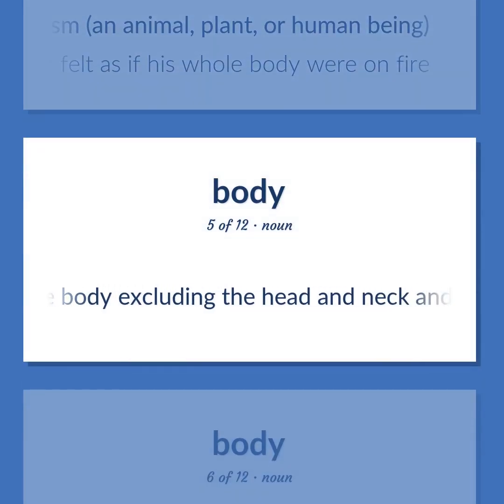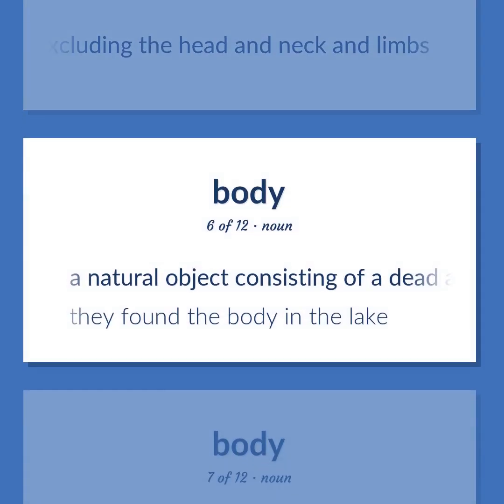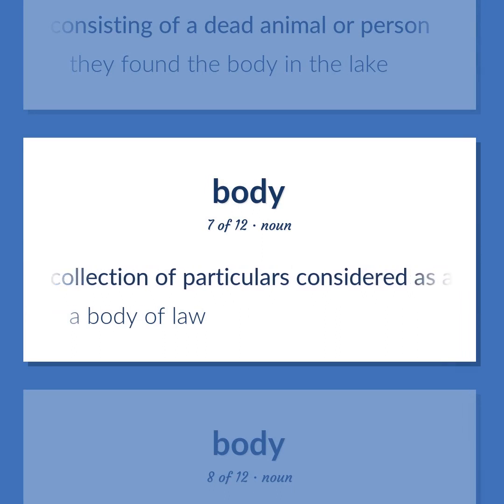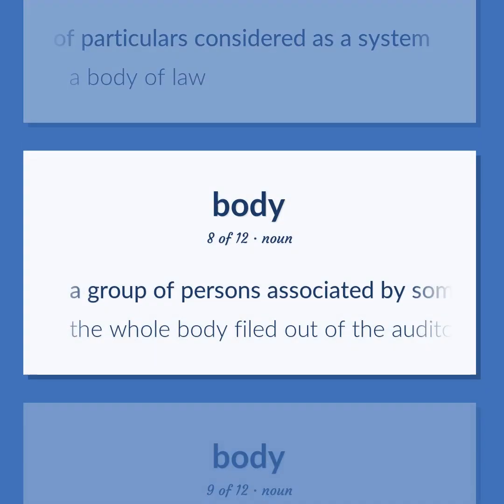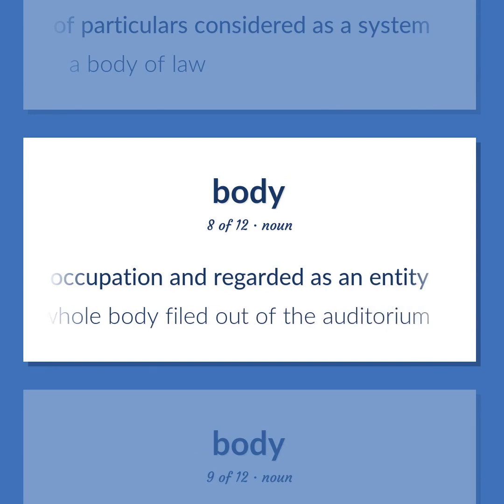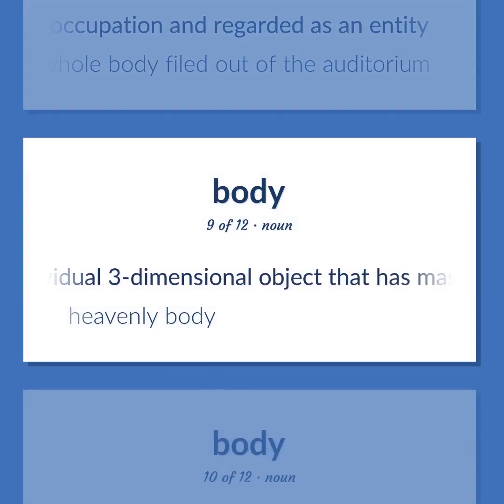The body excluding the head and neck and limbs. A natural object consisting of a dead animal or person. They found the body in the lake. A collection of particulars considered as a system. A body of law. A group of persons associated by some common tie or occupation and regarded as an entity. The whole body filed out of the auditorium. An individual three-dimensional object that has mass and that is distinguishable from other objects. Heavenly body.